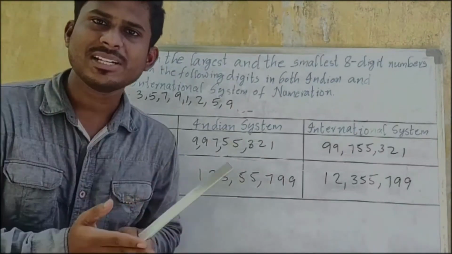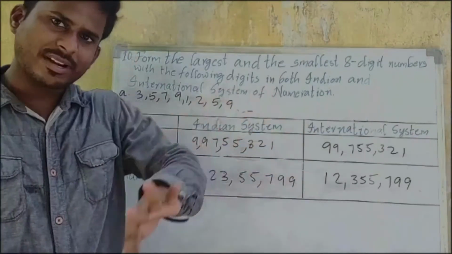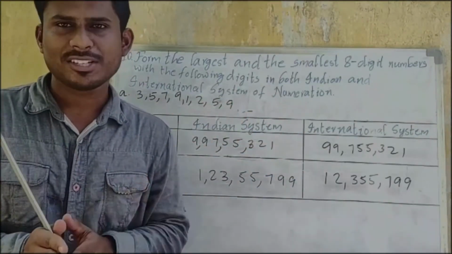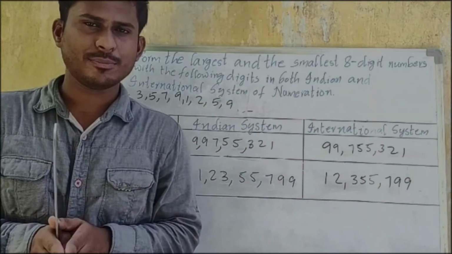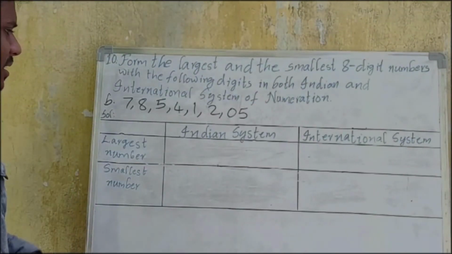Okay, when the largest number is written in reverse, it becomes the smallest number. This doesn't work always, because you will understand in the next question. Now question B, what are the digits given?